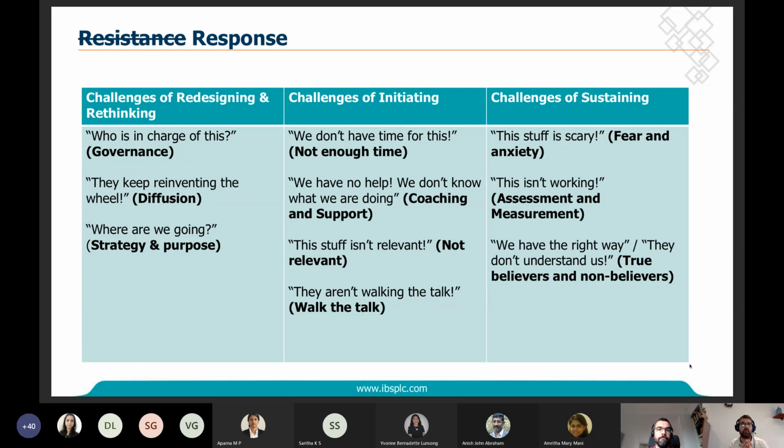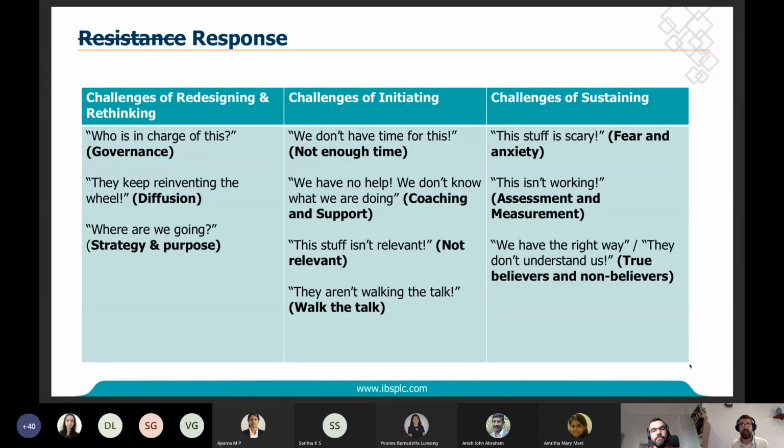Here we can have the challenges of redesigning and rethinking. This is at the very start, whenever we say, okay, this is the new way that we have to work, this is the new tool that we're going to have to use. Some of the challenges can come in governance. People can say, you've introduced this new thing, who's in charge of this? Why are we doing this? You can have some people saying that they keep reinventing the wheel. It changes constantly, and that can affect your message and how you diffuse the message of why we're doing the change. And also you're going to have people asking, where are we going? How does this fit in with our strategy? What is the purpose of this?